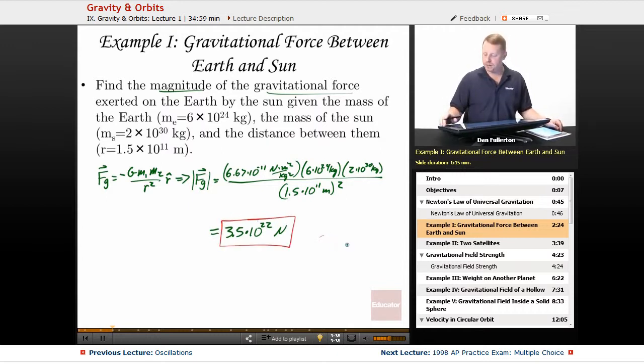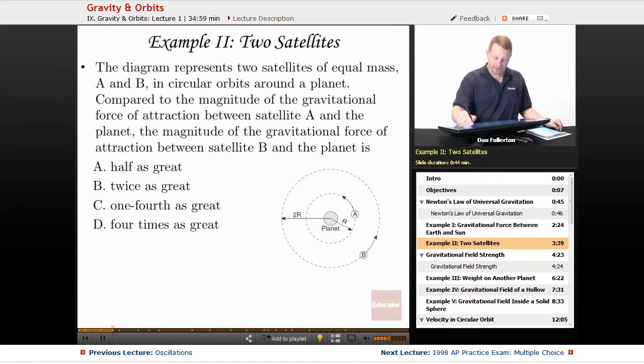All right, let's do another example. The diagram below represents two satellites of equal mass, A and B, in circular orbits around a planet. Compared to the magnitude of the gravitational force of attraction between A and the planet, the magnitude of the gravitational force of attraction between B and the planet is what? And you'll notice that B is twice as far from the center of the planet as A is.